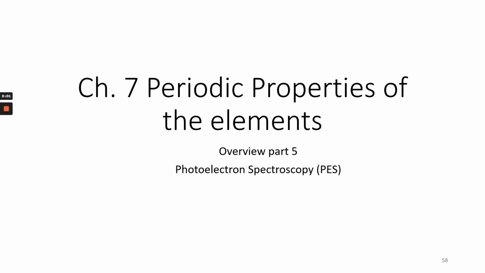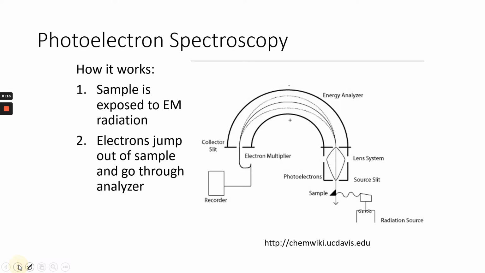Hi, welcome to a special part 5 of chapter 7, which really isn't in your textbook, but is on the AP exam, where we talk about photoelectron spectroscopy, or PES for short. So what is it? How does it work?